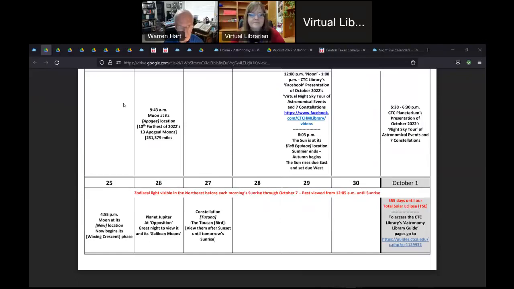Then we have on Monday the 26th, the giant planet Jupiter, the king of the planets. It says it is at opposition, and it's ideal for you to be able to go out in the night sky, look, and you're going to see Jupiter all night there.